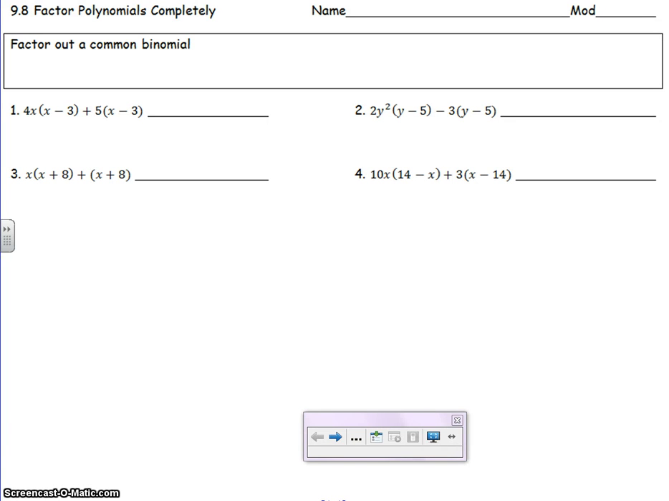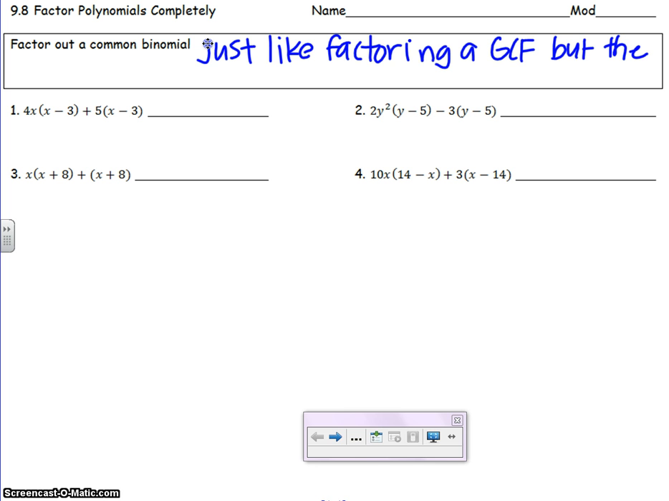Okay, we are going to learn about 9.8, which is factoring polynomials completely. The first thing we are going to talk about is how to factor out a common binomial. So this is going to be just like factoring out a GCF. The only thing that's different is that our GCF is going to be a binomial, so it's already going to be in parentheses and consisting of two terms.